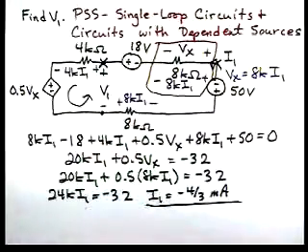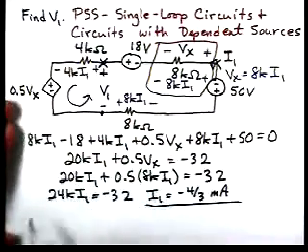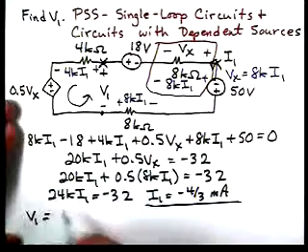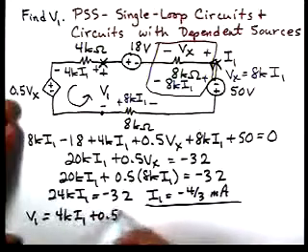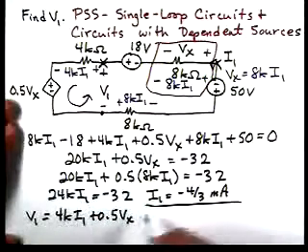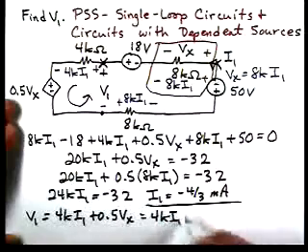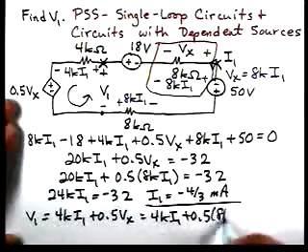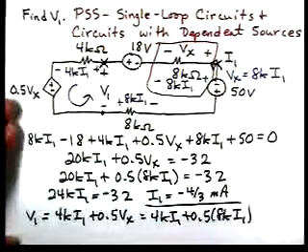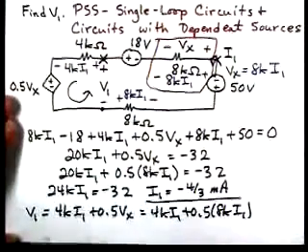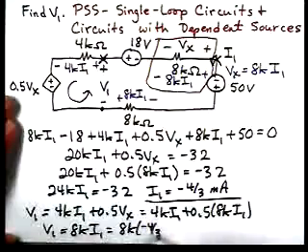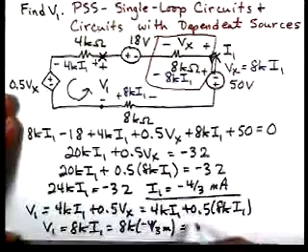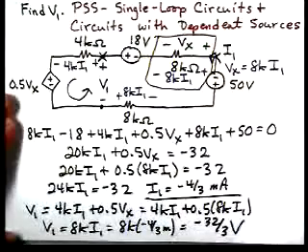And when we do that, the equation that we get for V1 is 4K I1 plus 0.5 Vx. And that's 4K I1 plus 0.5 times 8K I1, which says that V1 is 8K times I1. That's 8K times minus 4/3 of a milliamp, which says that V1 is minus 32/3 volts.